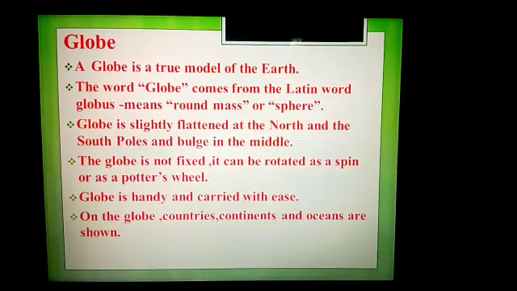What is a globe? A globe is a true model of the earth. The word globe comes from the Latin word globus, meaning round mass or sphere. The globe is slightly flattened at the north and south poles and bulges in the middle. The globe is not fixed. It can be rotated or spun like a potter's wheel. A globe is handy and carried with ease. On the globe, countries, continents and oceans are seen.